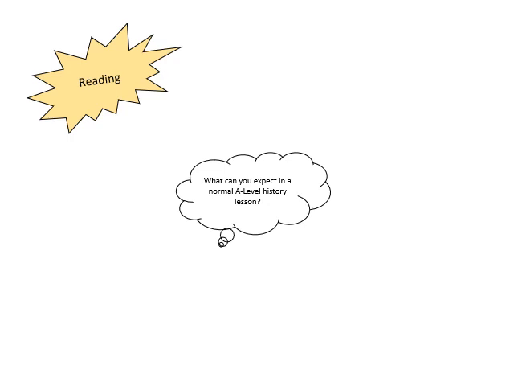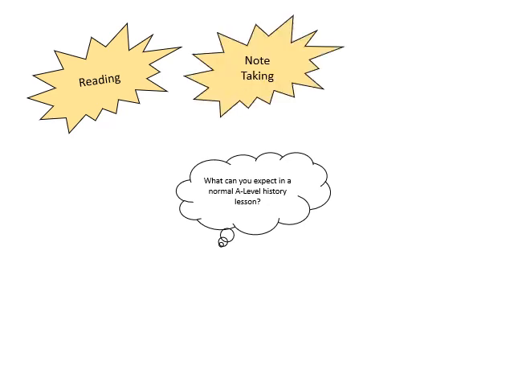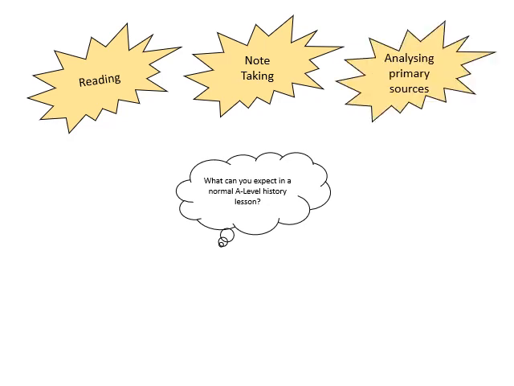So the first thing is reading. You will need to read a lot of background about different people, about different events, and also actually read the views of real-life historians. And alongside this then is note-taking. And one of the key things you'll focus on, especially in your early lessons, is how to be an effective note-taker. Also analysing primary sources.